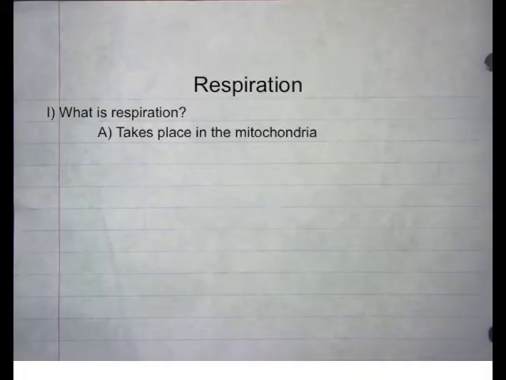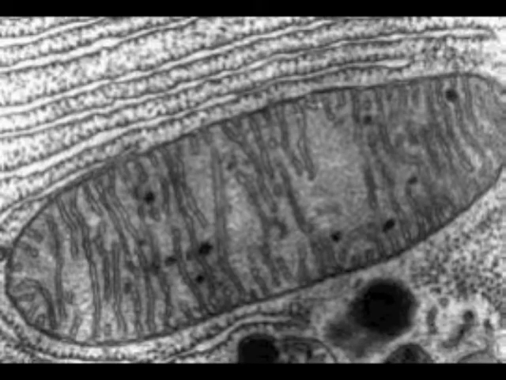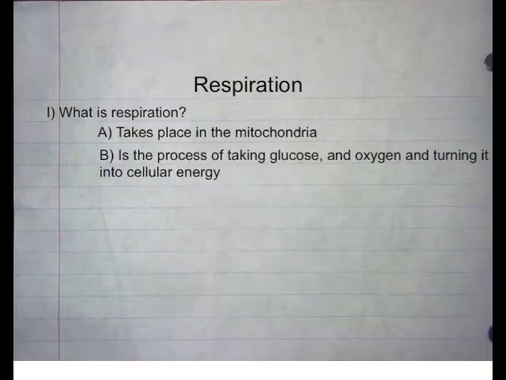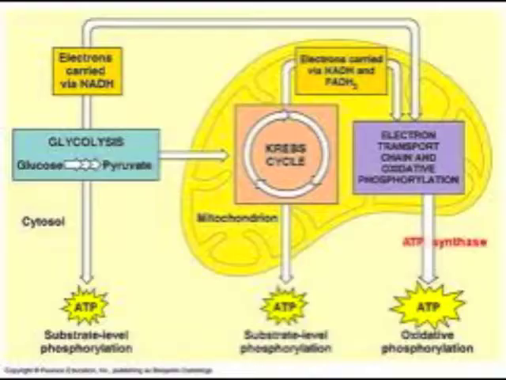Respiration. What is respiration? It takes place in the mitochondria. Remember, many cells have mitochondria, which can generate the ATP. It is the process of taking glucose and oxygen and turning it into cellular energy. Once again, in a simple form, respiration is in the mitochondria, taking glucose and turning it into ATP.